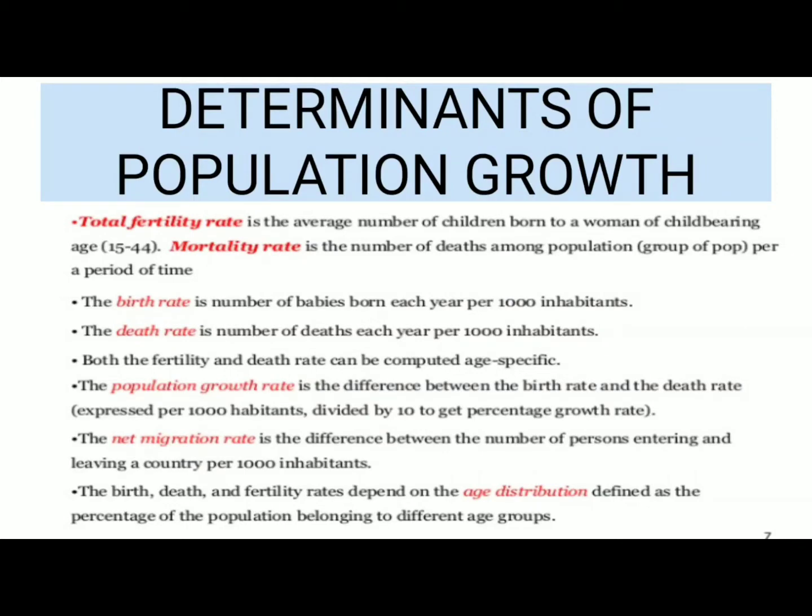Both the fertility and death rate can be computed age-specific. The population growth rate is the difference between the birth rate and the death rate expressed per 1,000 inhabitants, divided by 10 to give the percentage growth rate. The net migration rate is the difference between the number of persons entering and leaving a country per 1,000 inhabitants. The birth, death, and fertility rates depend on the age distribution, defined as the percentage of the population belonging to different age groups.